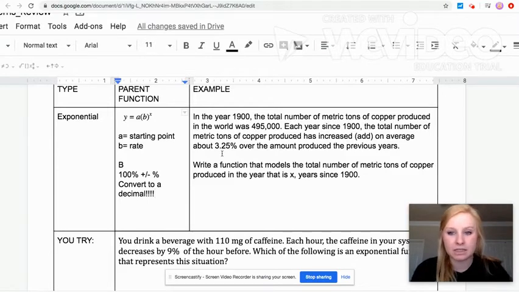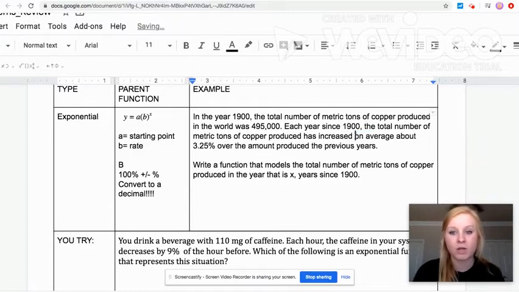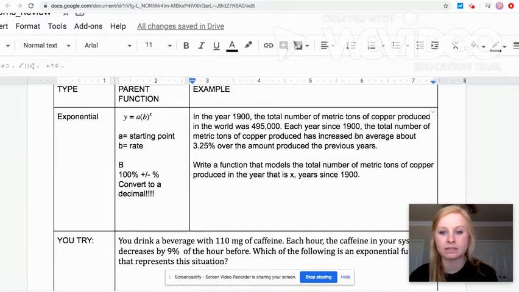Each year since 1900, the total number of metric tons of copper produced has increased, oops, I already gave a hint, on average about 3.25% over the amount produced the previous year. Write a function that models the total number of metric tons of copper produced in the year that is x years since 1900.